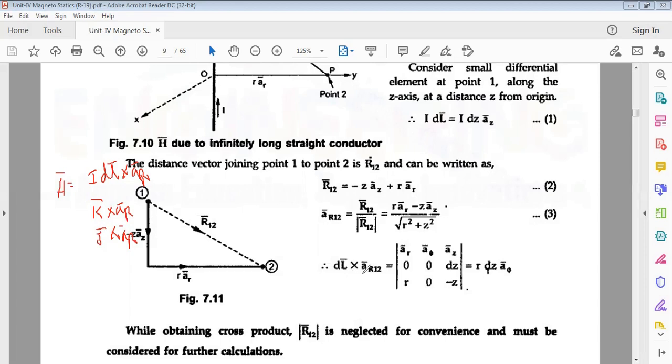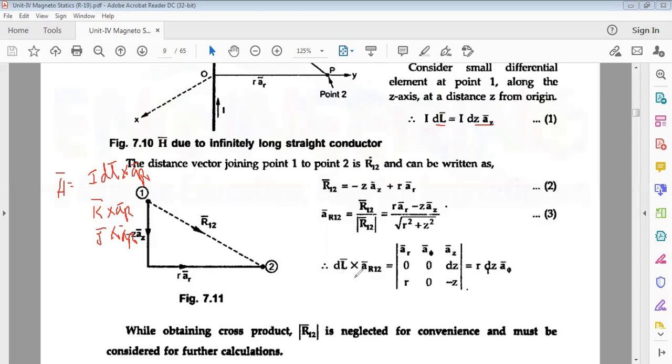dl bar cross ar bar. We consider a cylindrical coordinate system with ar bar, aφ bar and az bar. What is dl bar? dl bar is equal to dz times az bar. The remaining components, r and φ, are zero. So r is 0, φ is also 0, and only dz remains.